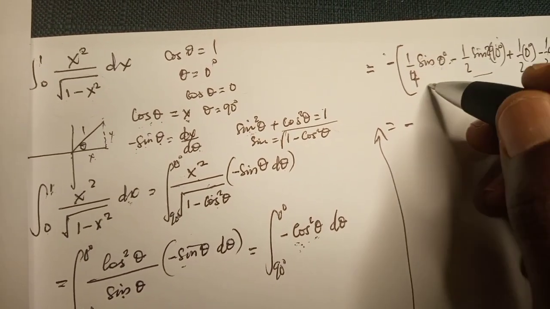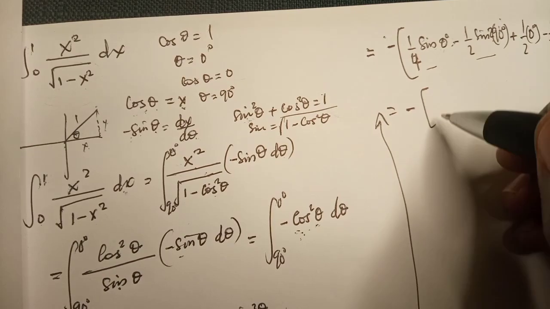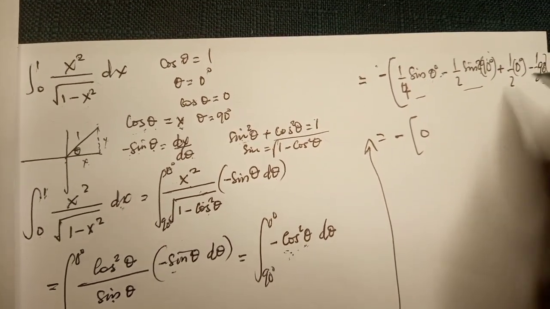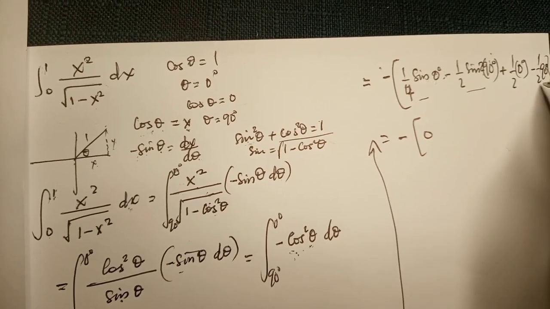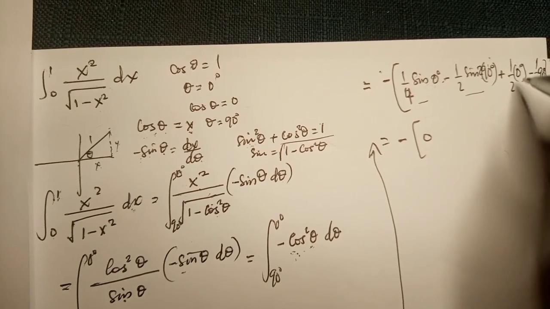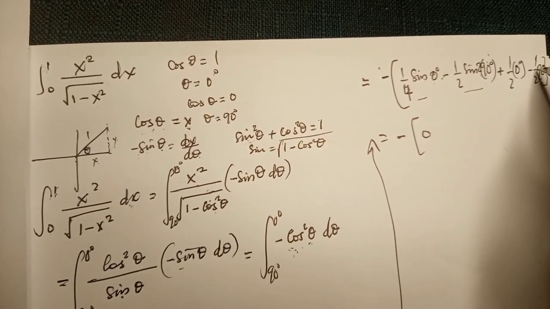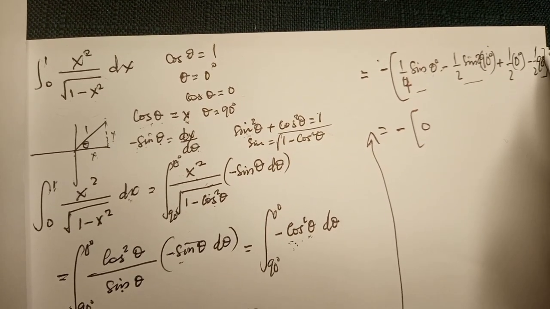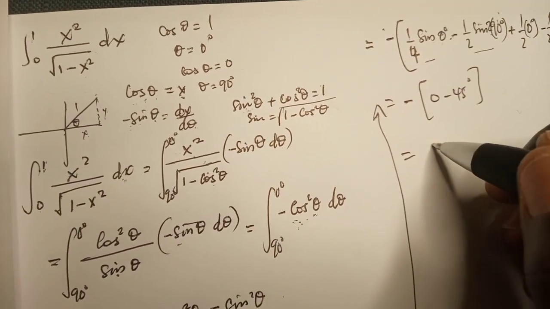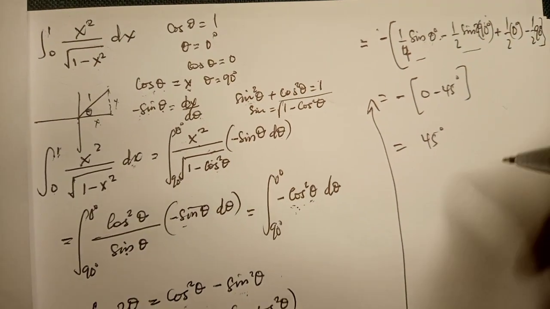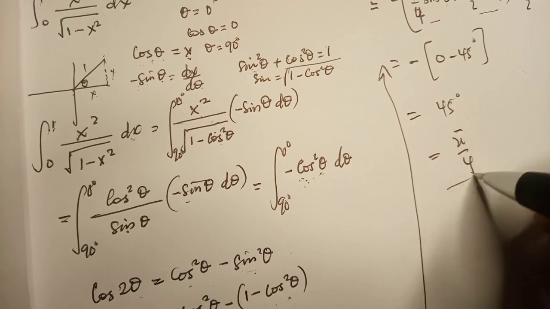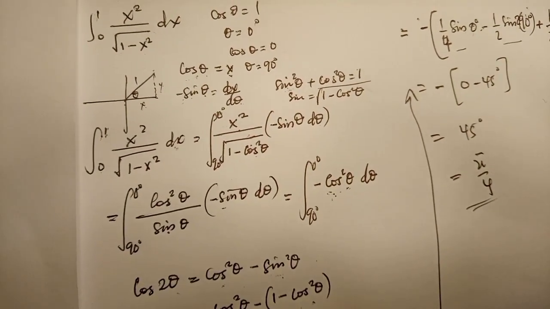So here we have 0, 0, and half of 0 degrees gives us 0. Here we have negative 1 on 2 of 90, so 45, negative minus 45 degrees. When you solve, you get positive 45 degrees, and positive 45 degrees is the same thing as pi on 4. So that is it. Thank you.